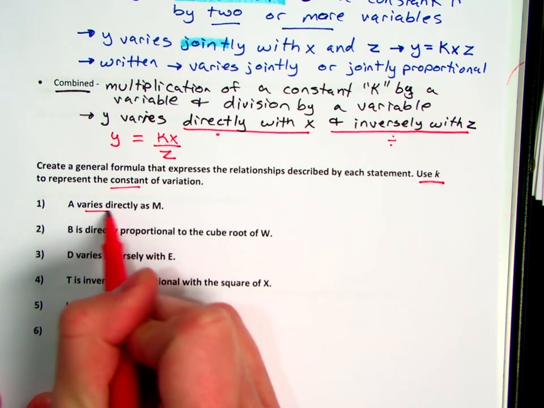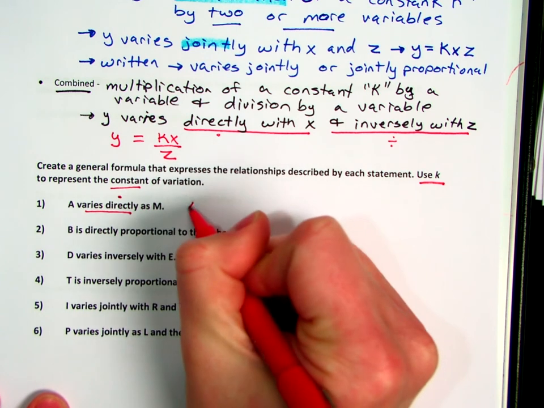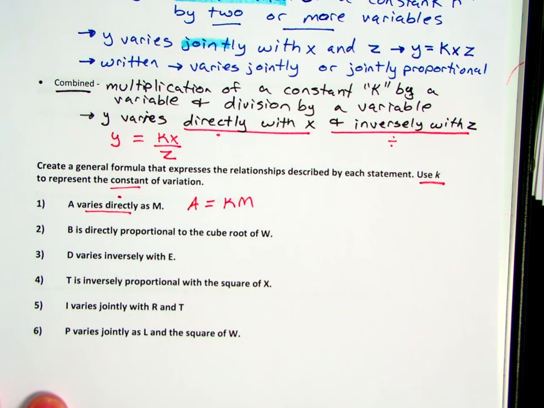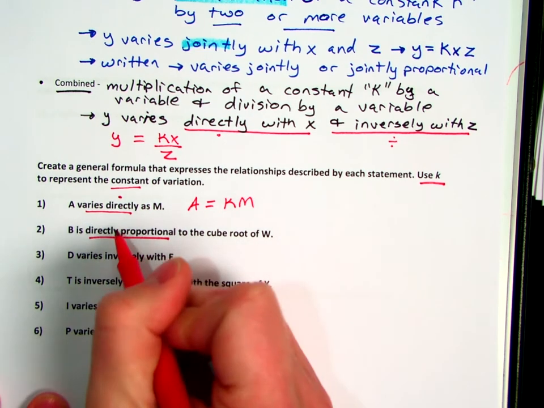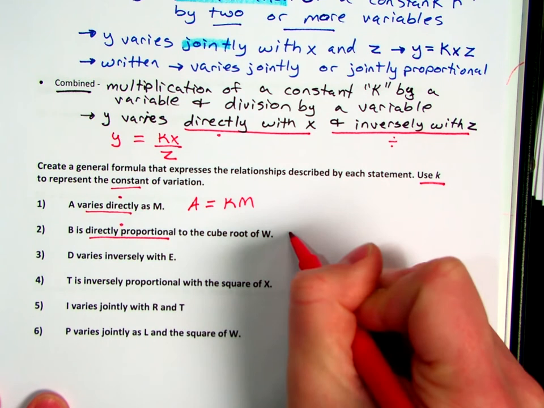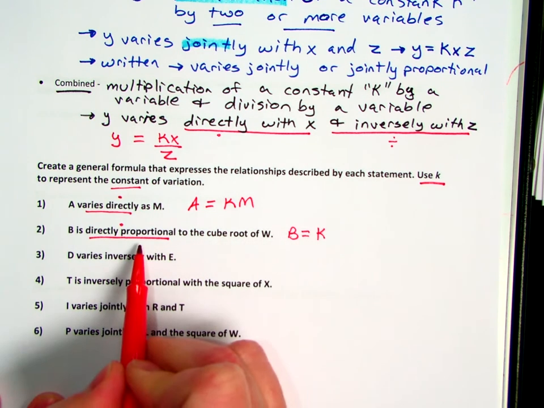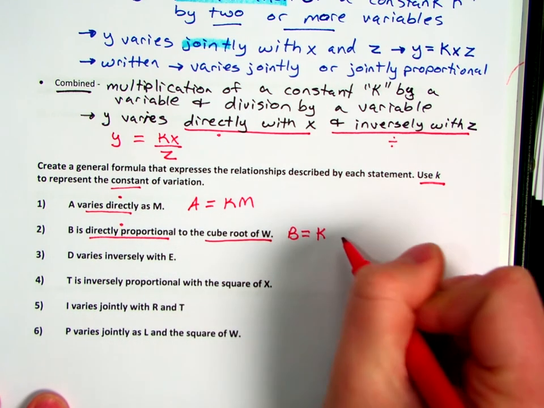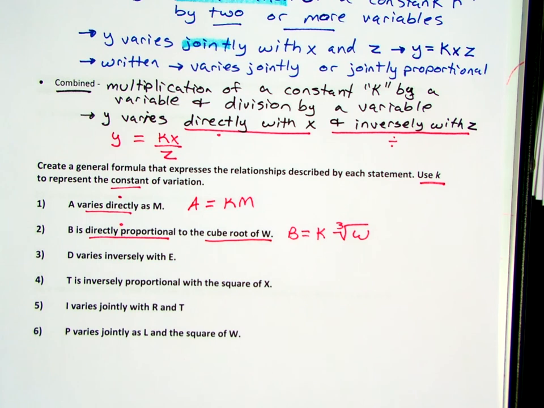A varies directly. As soon as I see varies directly, I should be thinking multiplication. So A varies directly with m would be k times m. Next one, B is directly proportional. Again, I see directly, so I need to do multiplication. So B varies directly, so I'm going to be multiplying k by something, and in this case, it says the cube root of w. So I need to write a cube root of w.